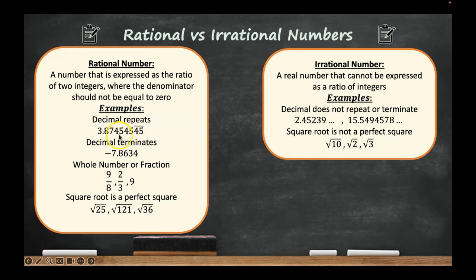Everything else is rational. So if it has a decimal but it has a pattern, that's rational. If it has a decimal and it just terminates, it just stops at one point, that's rational. If it can be written as a fraction or a whole number, that's rational. And if it's a square root of a perfect square, like 11 times 11 is 121, so the square root of 121 is equivalent to 11. Because that's a perfect square, that's a rational number. It can be written as a whole number.